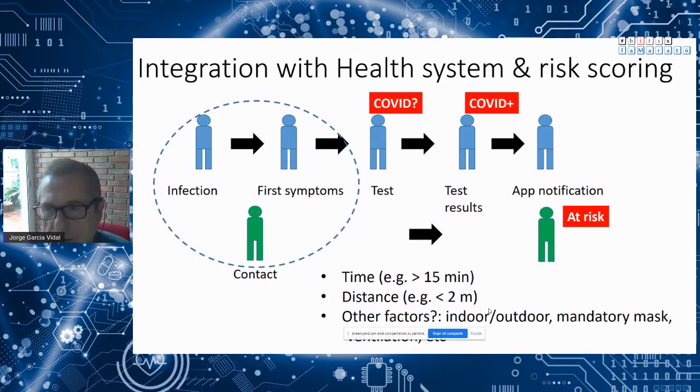Also, there are some issues on the risk scoring. Risk scoring is now based essentially on time of contact, for instance, larger than 15 minutes, and on distance, lower than 2 meters. But we know that there are other factors that are very, very important, like whether the contact happened indoor or outdoor, whether the contact happened in an environment where the use of a mask is mandatory, whether the contact happened in a place with good ventilation, etc. And those factors are not used today in the risk scoring algorithms, at least as far as I know. This means that the risk scoring is not very accurate. So you can have a lot of false positives. And in this case, people also don't trust the application results, and so the effectiveness is also reduced.